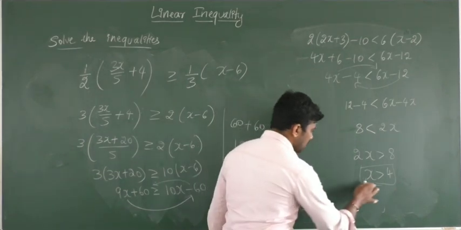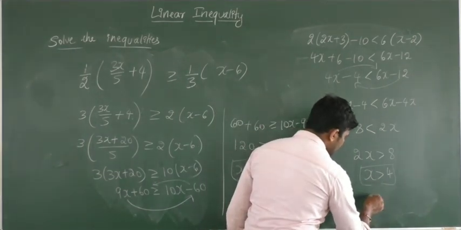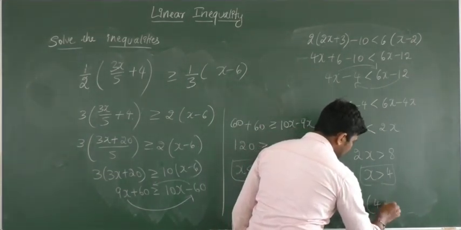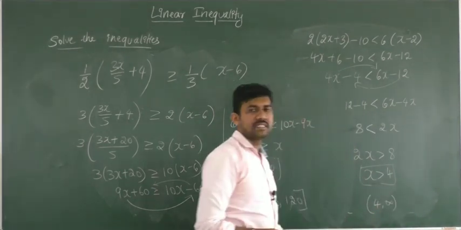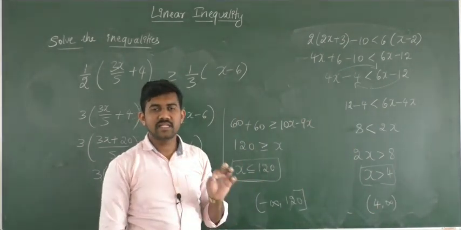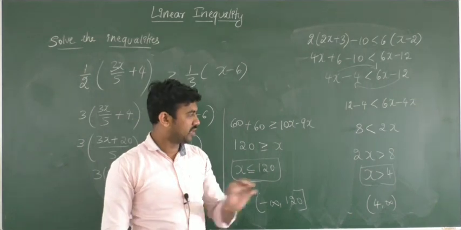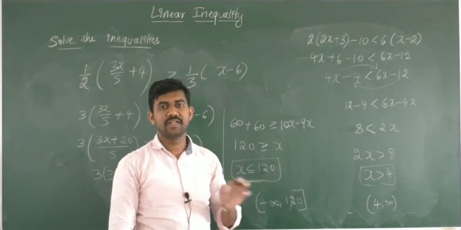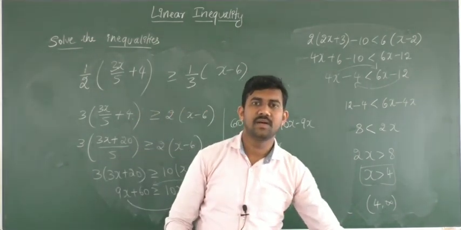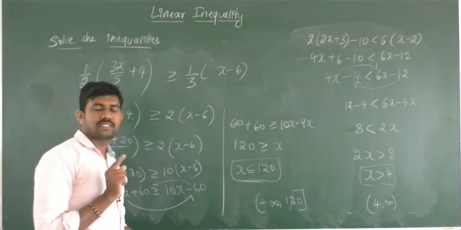So the solution set we can write, that is 4 to infinity. Okay, strictly increasing. X is strictly greater than 4 here. So 4 to infinity, open interval. Okay. Now, just practice such type of question.